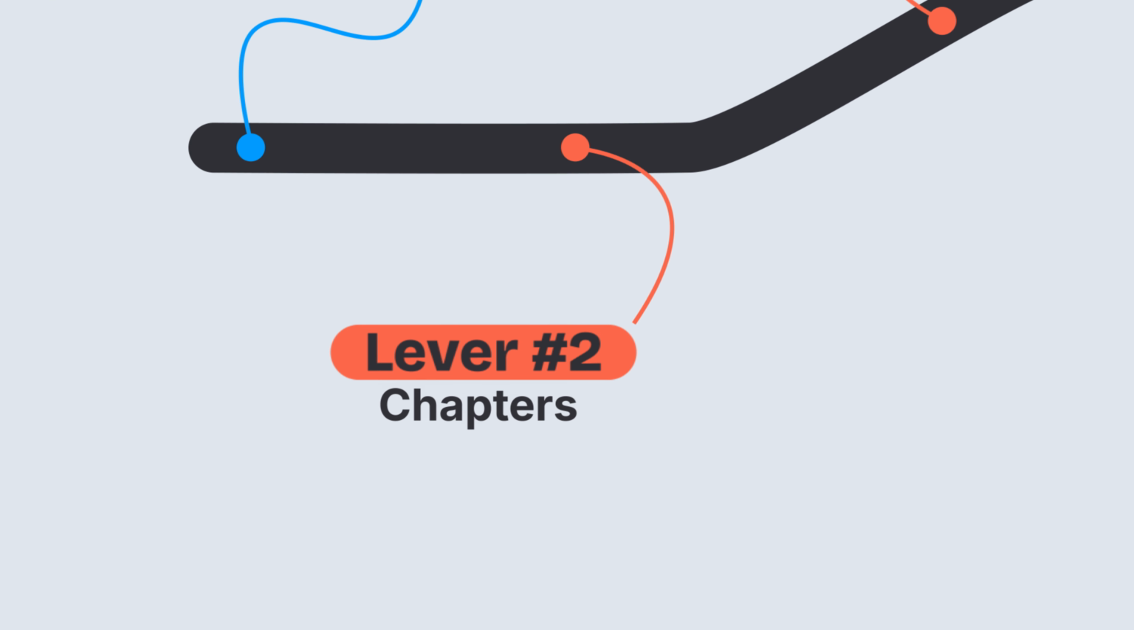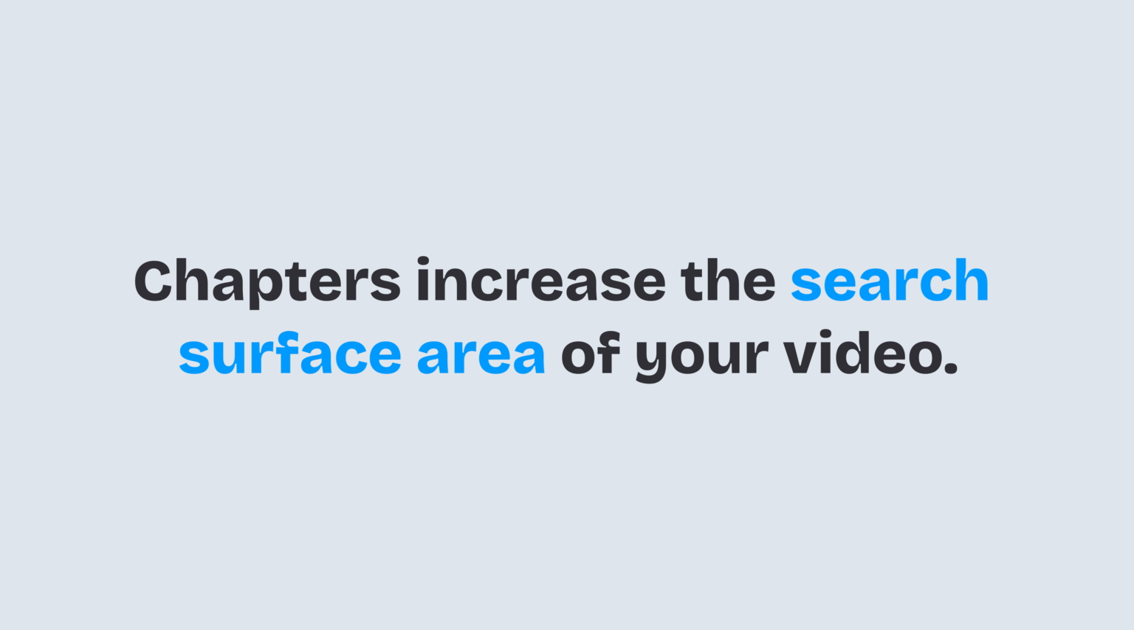Right, that's titles done. The next one takes a little bit longer than 2 seconds, but it's still pretty quick. The second lever is adding chapters or upgrading the chapters you've already got. So why do chapters matter? Chapters increase the search surface area of your video, and that matters across 3 surfaces at once.